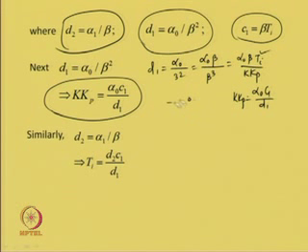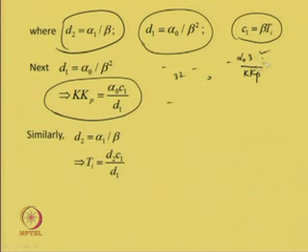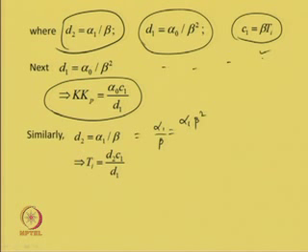Similarly, making use of the second expression, the expression for d2 which is given as d2 is equal to α1 upon β. Again you can write this as α1 β² upon k Kp upon Ti times Ti in the numerator, then you will get your α1.